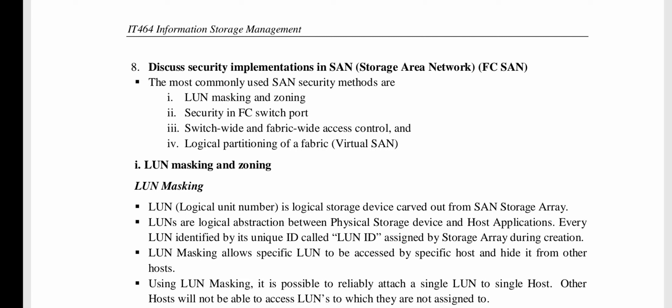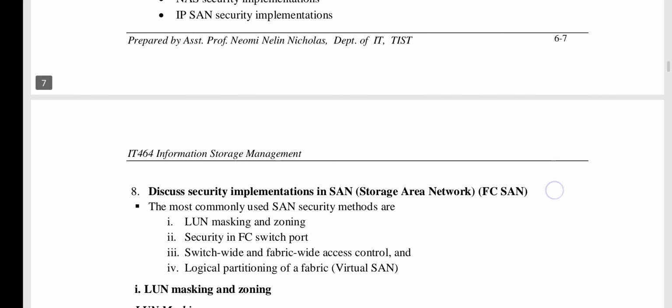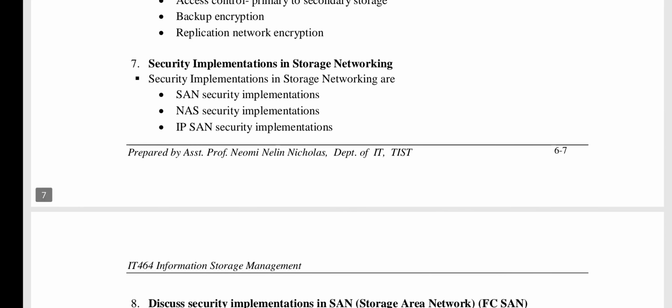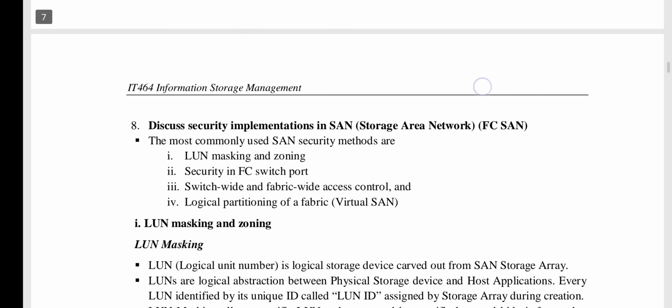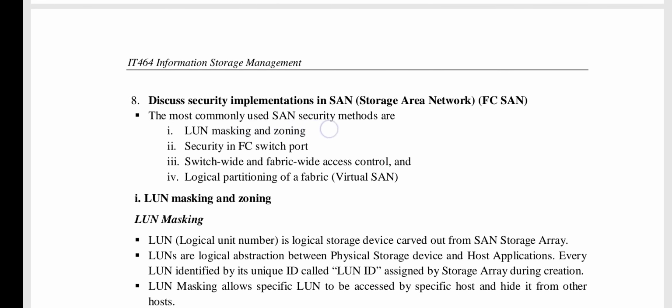Here we are discussing the security implementations in SAN. Just before that, we have to go into the security implementation in storage networking as a whole. We have to consider three main implementations: SAN security implementations, NAS security implementations, and IP-SAN security implementations. In this video we'll be discussing the security implementations in SAN.